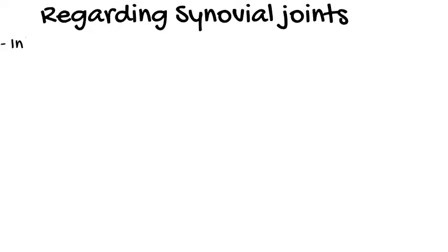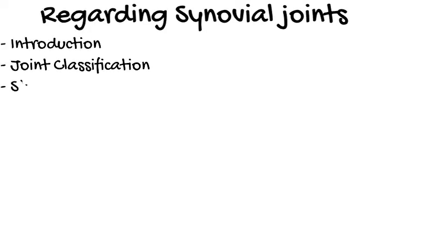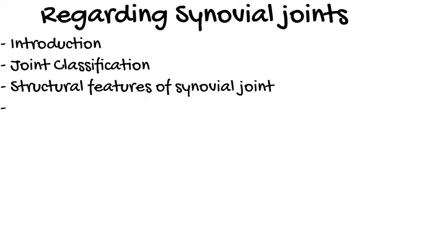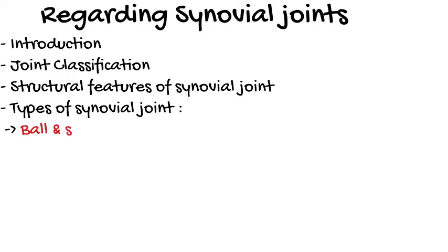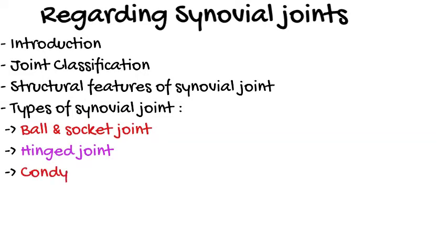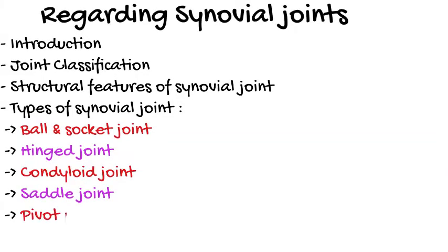Today I am going to cover the synovial joint. I will start off with an introduction, joint classification, and structural features of the synovial joint. The types of synovial joint include ball and socket joint, hinge joint, condyloid joint, saddle joint, pivot joint, and lastly the plane joint. Now let's get started.